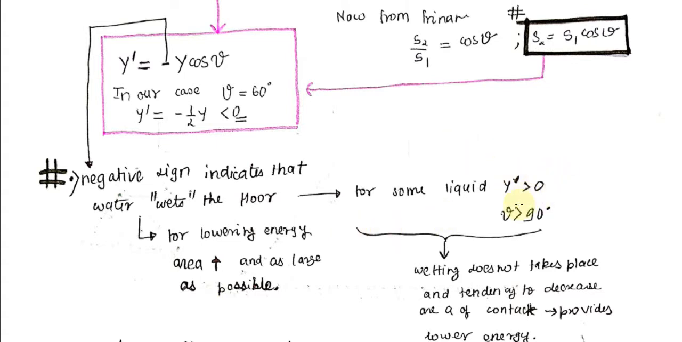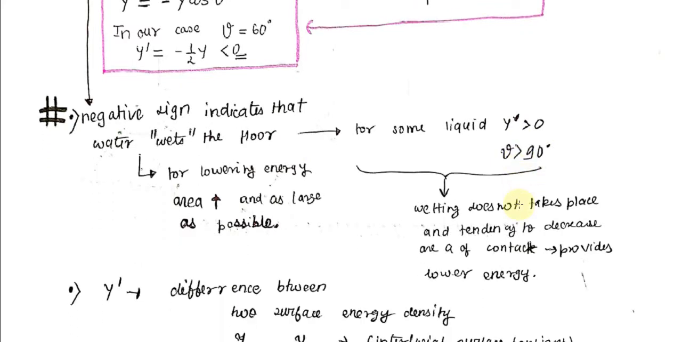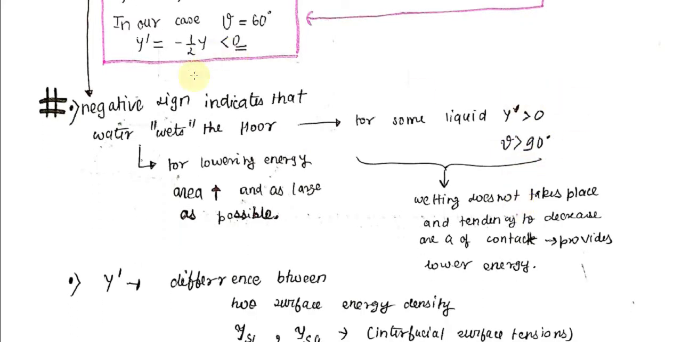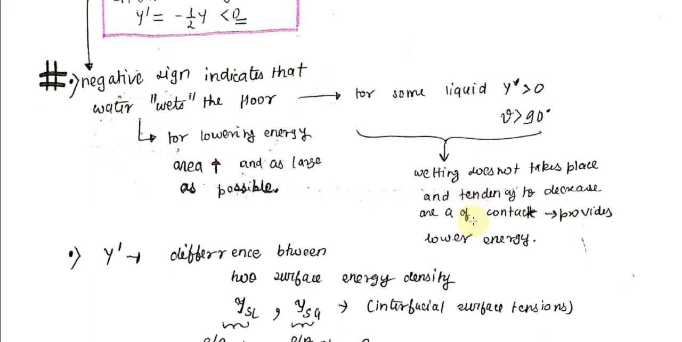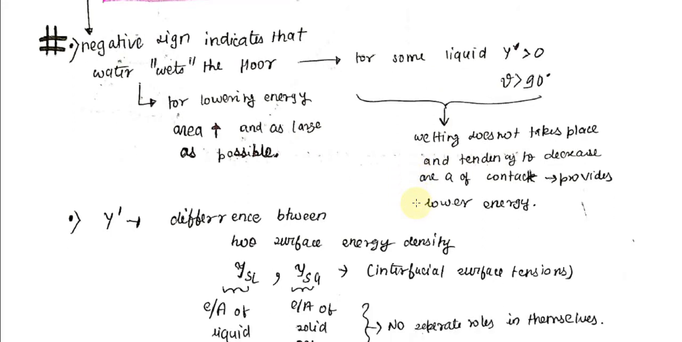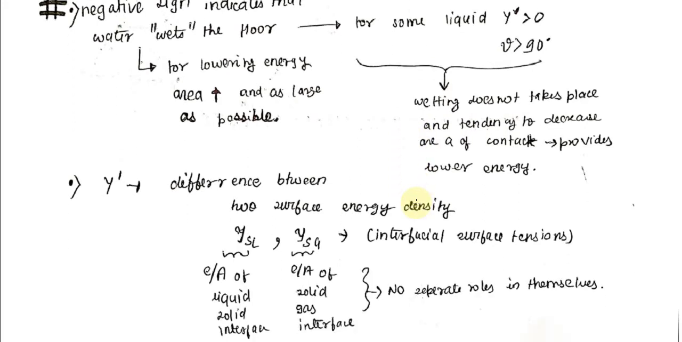Okay, for some liquid, gamma dash is greater than 0. Example, you can take silver, mercury, that type of liquid. Here gamma dash is negative, but for some liquid it is greater than 0, and the contact angle is greater than 90 degrees. So here wetting does not take place, and the tendency to decrease the area of contact provides lower energy. So here increasing the area provides lower energy, and there decreasing the area provides lower energy. That all depends on the value of gamma dash.